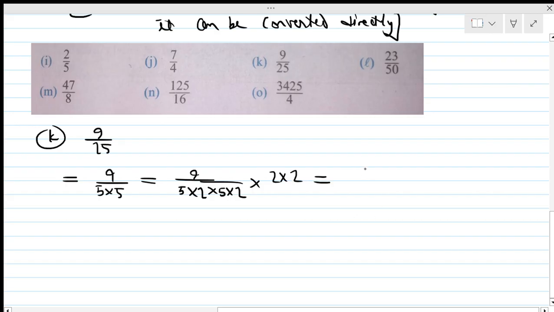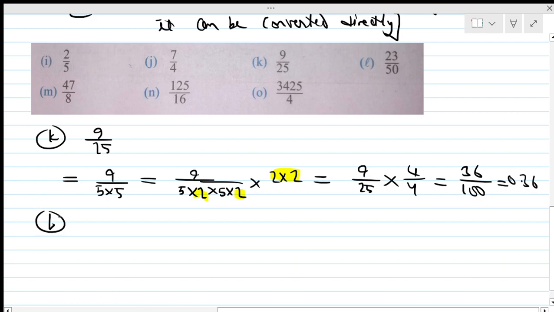So to make it, 9 by 25 into 4 by 4. Above we have multiplied by 2 into 2, that is 4, and below also we have multiplied by 2 into 2, that is 4. So by 4 we multiply both numerator and denominator. So 9 times 4 is 36, 25 times 4 is 100. So it's 0.36, since 2 zeros are there. So that is the K number.